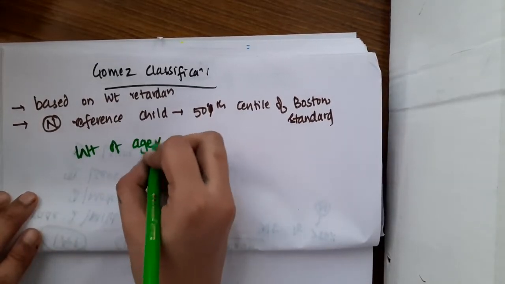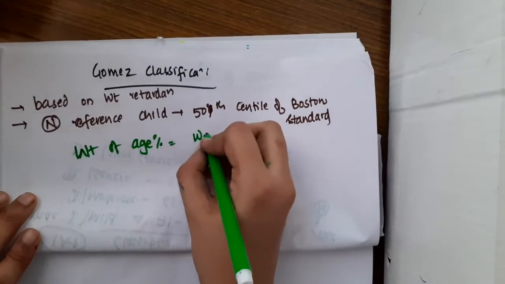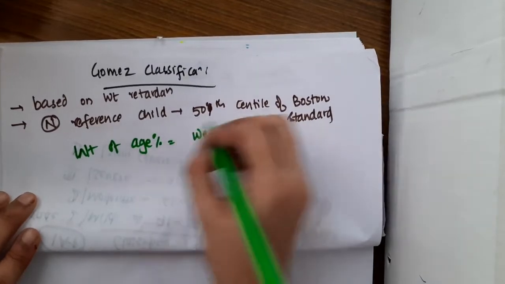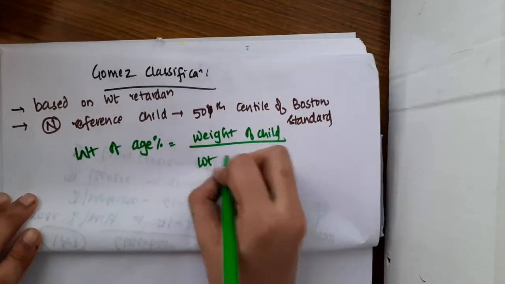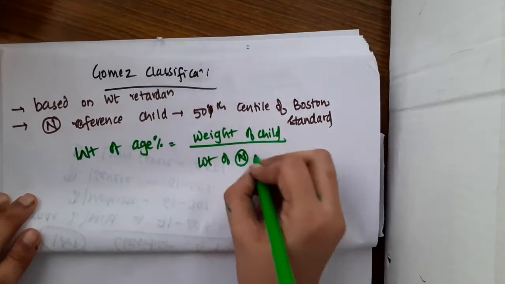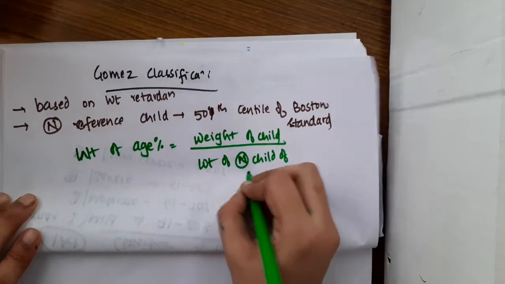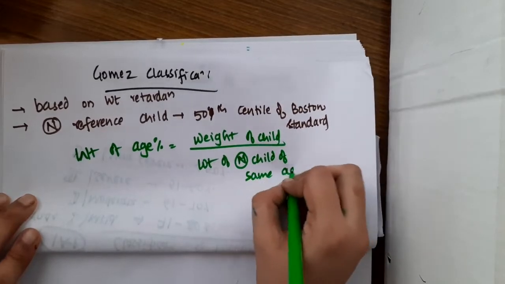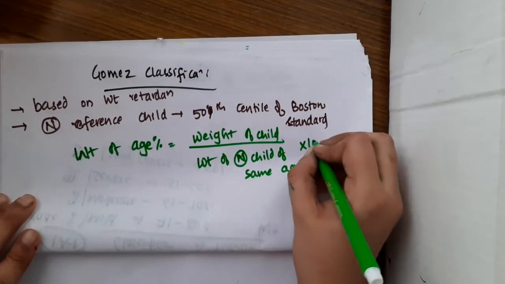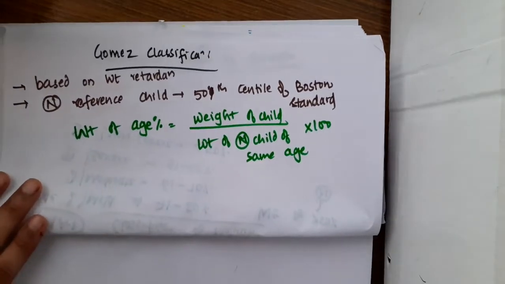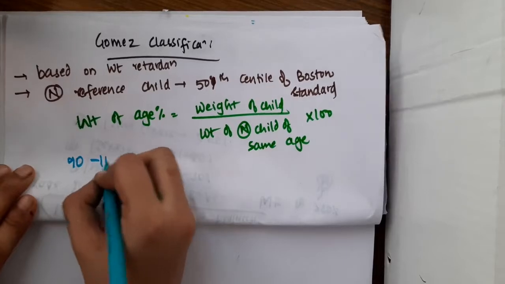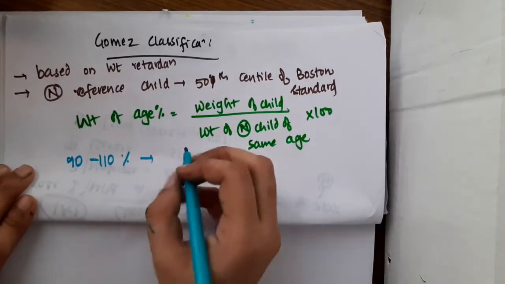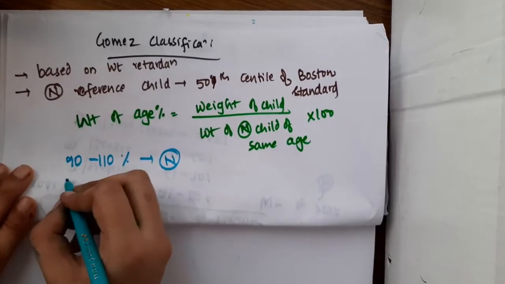See, weight for age percentile is measured by comparing the weight of the child with the weight of a normal child of the same age. So weight of the child divided by weight of normal child of the same age, into 100. We calculate this, and if this value is 90 to 110%, then the child is normal.